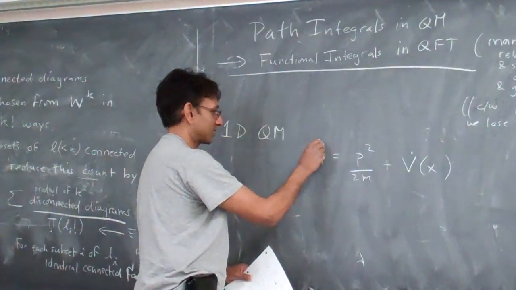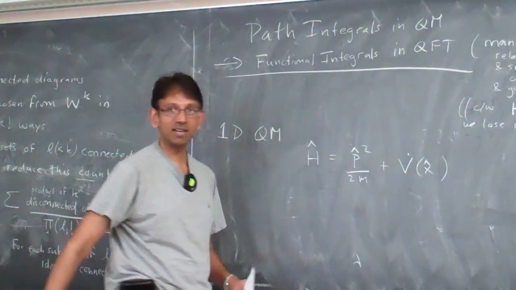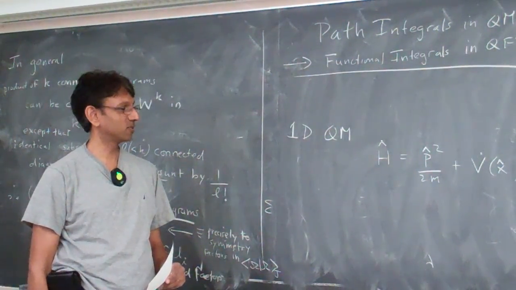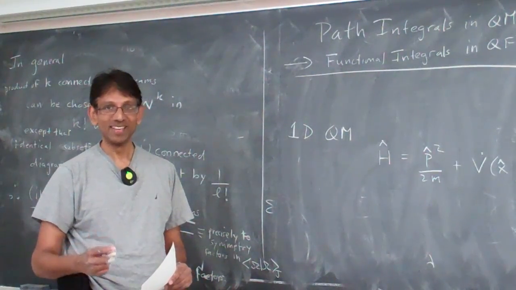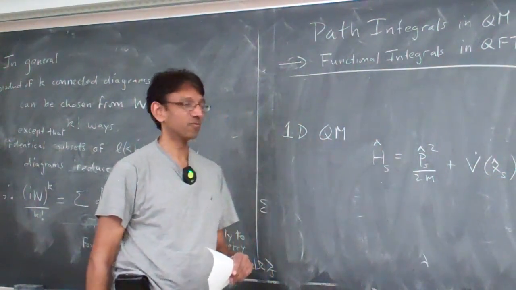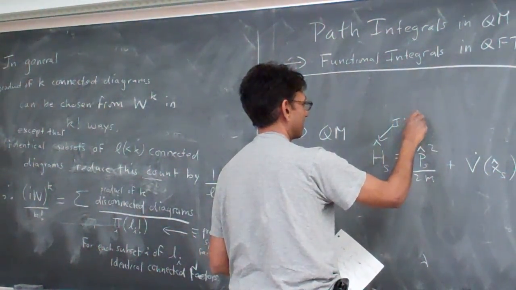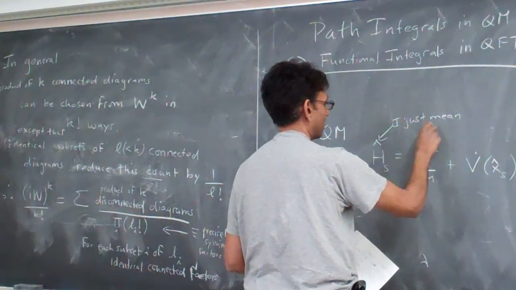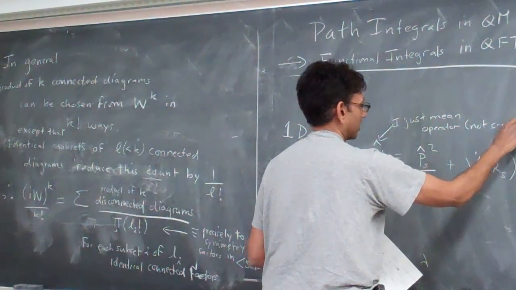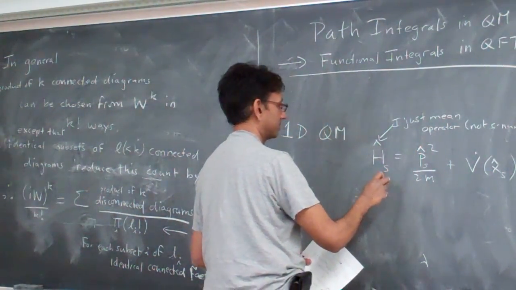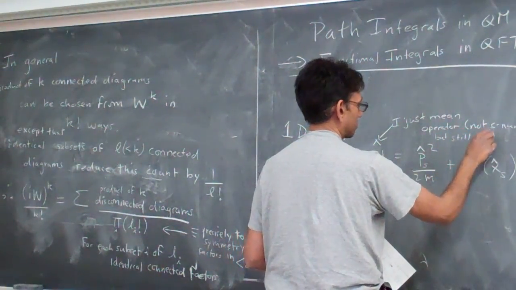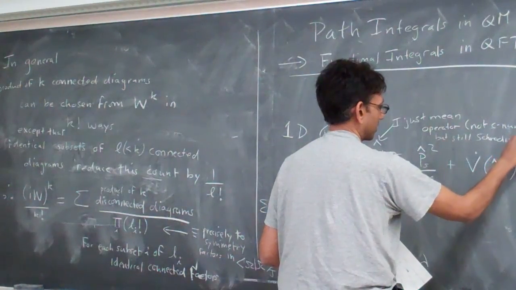I want to hijack this symbol, which I was using to represent Heisenberg operators. I'm trying to see whether I can get away with it without causing confusion, because at some other point, there are Heisenberg operators too. So here I just mean operator, c-number, but still Schrodinger picture, Schrodinger operator.